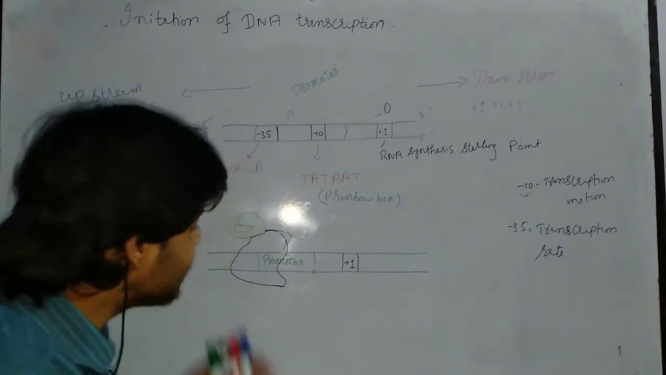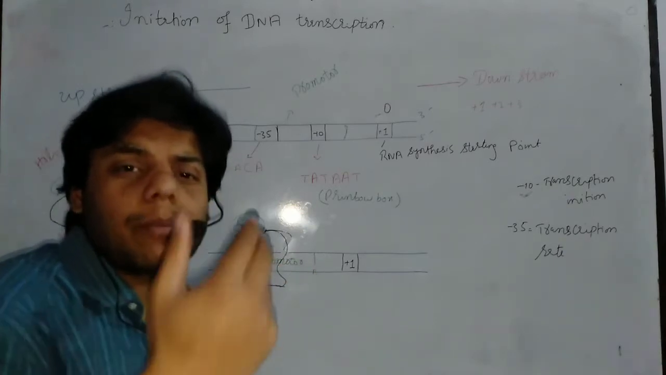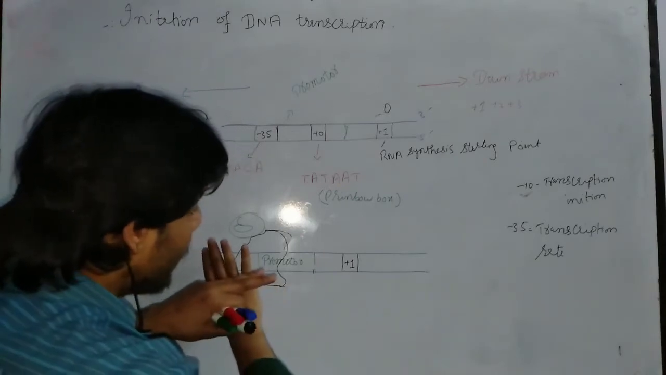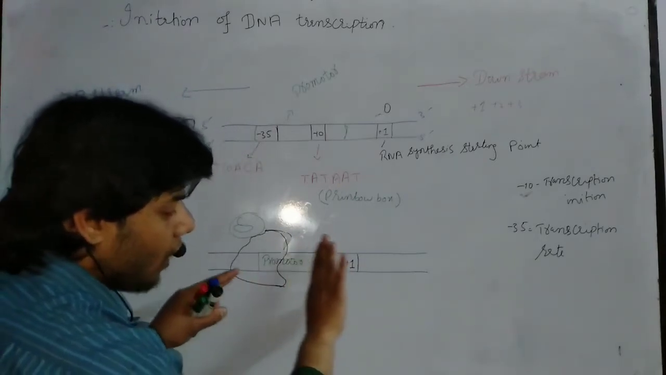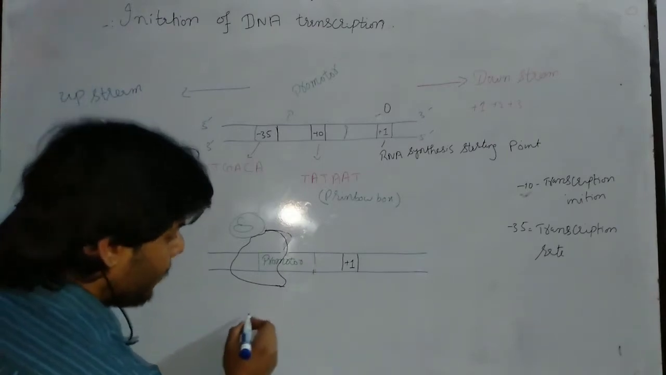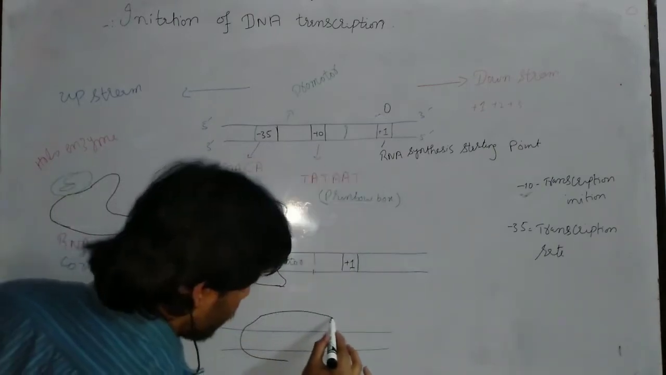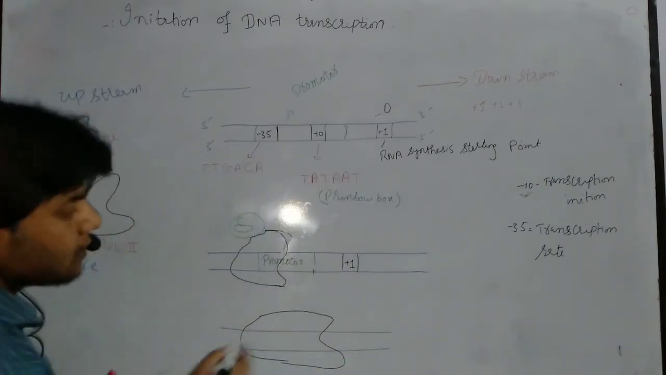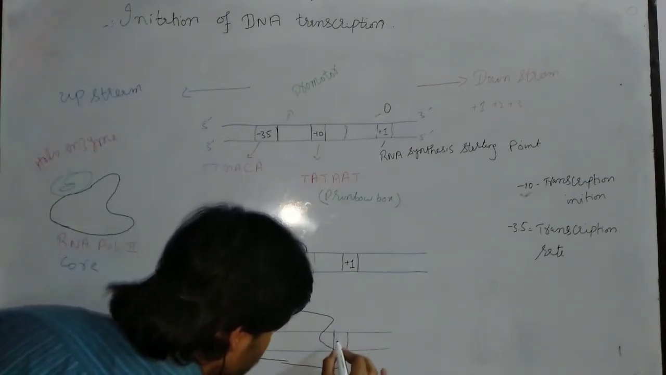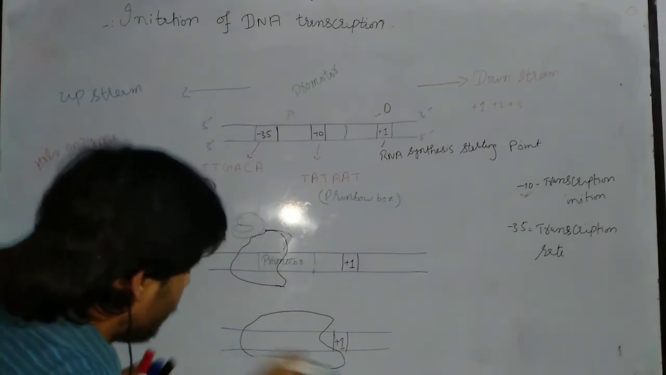One more thing: due to this sigma factor, the RNA polymerase structure is a little bit modified, meaning it becomes a little bit larger, elongated. So in the next diagram, if I draw it again, how exactly will it look? This is the RNA polymerase structure, and there will be the +1 position, as you can see. And this is the promoter site.